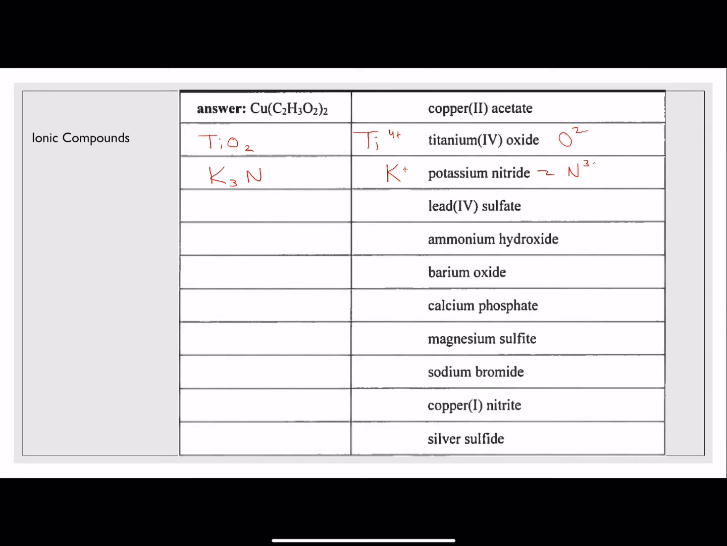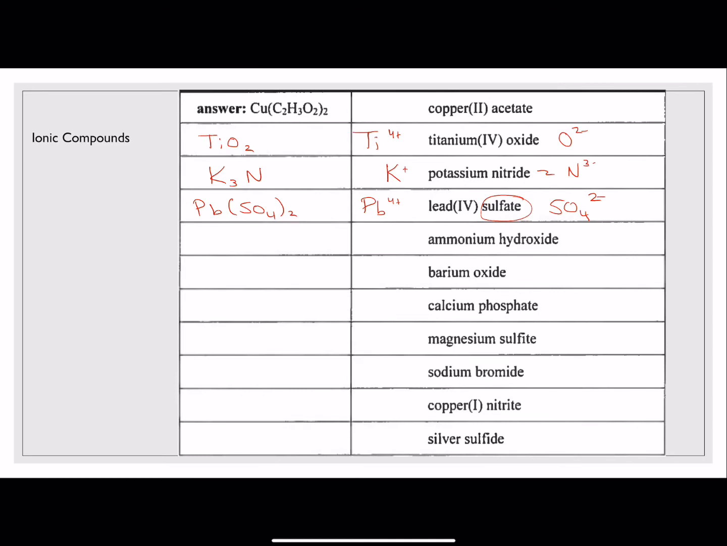Lead 4 sulfate, it's telling us in the name via the Roman numeral that the lead has a 4 plus charge. Sulfate is a polyatomic ion that you have to memorize. It has a charge of 2 minus, so it's SO4 2 minus. So if my lead is 4 plus, that means that I would need to have 2 SO4s or 2 sulfates to balance out that charge. So I'm going to write Pb, and then I will put my polyatomic ion sulfate. I'll put that in brackets like that to denote that there are 2 of them.